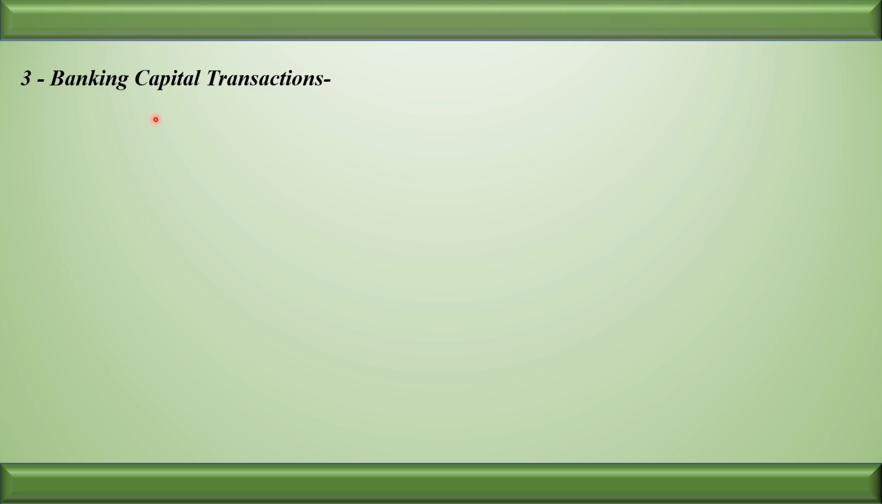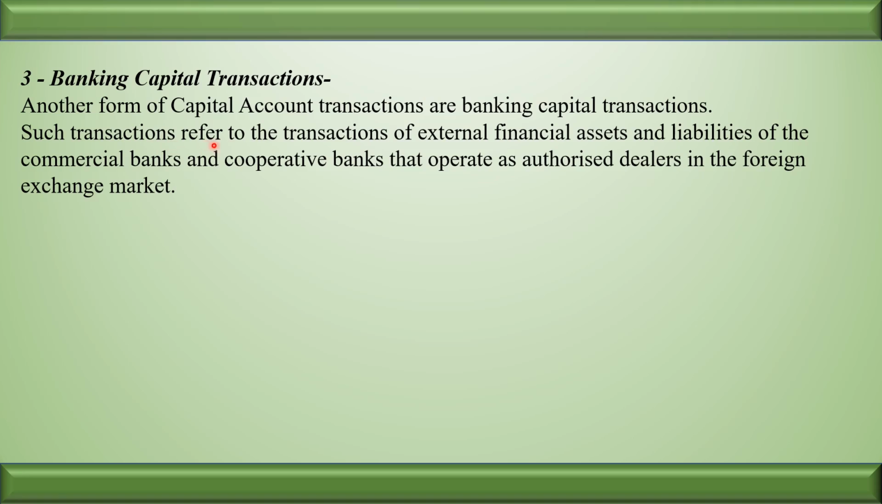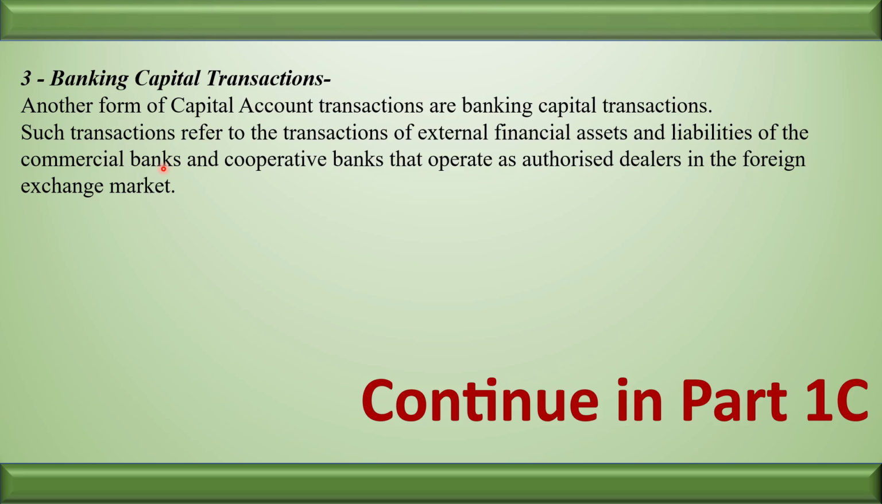The next is banking capital transactions. Another form of capital account transactions is banking capital transaction. What does it mean? Such transactions refer to the transactions of the external financial assets and liabilities of the commercial banks and cooperative banks. It means banks having branches abroad have financial assets and liabilities, and they operate as authorized dealers in the foreign exchange market. Having branches abroad, definitely they are earning, they have investment in foreign countries, they might have assets in the foreign countries. So when they open up a branch abroad, they work as an authorized dealer in the foreign exchange market, and it is one of the components of the capital account transactions.